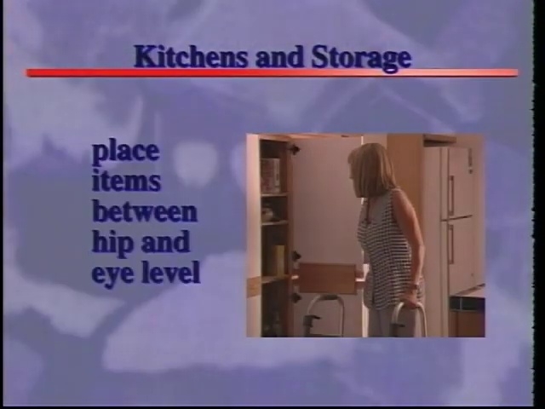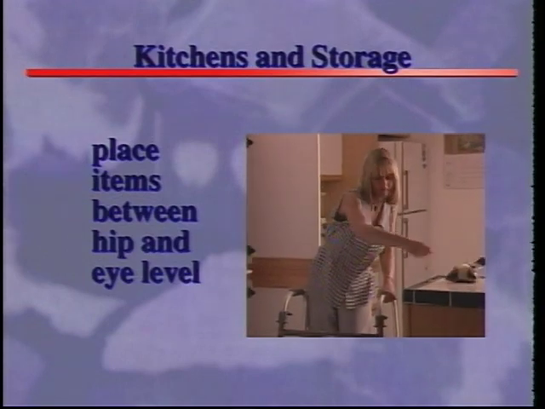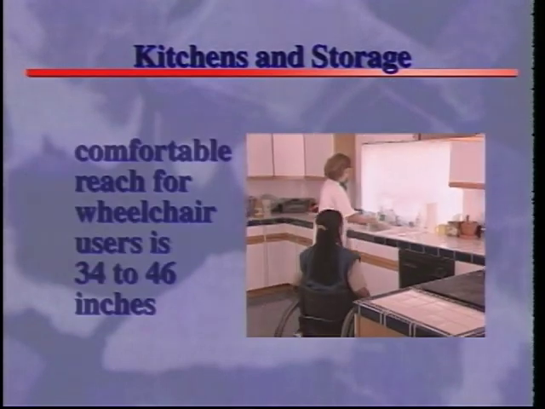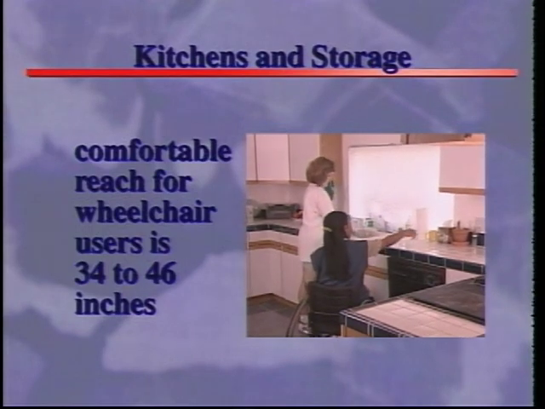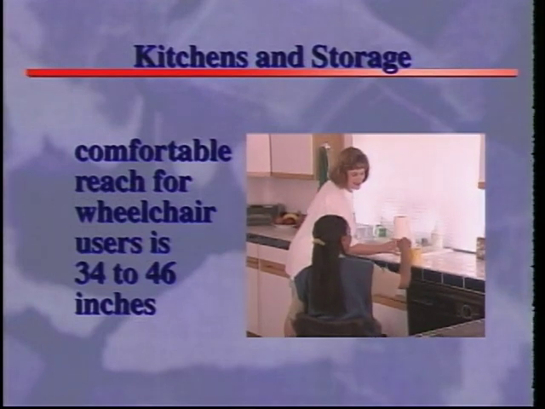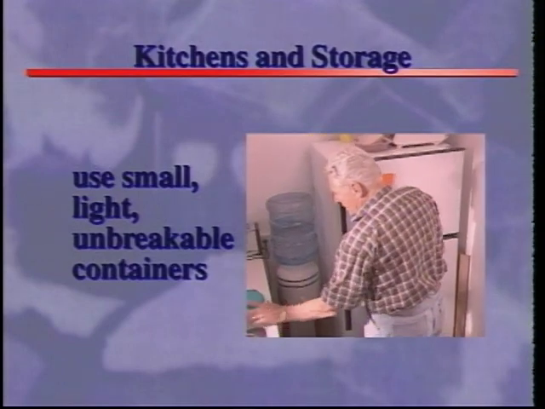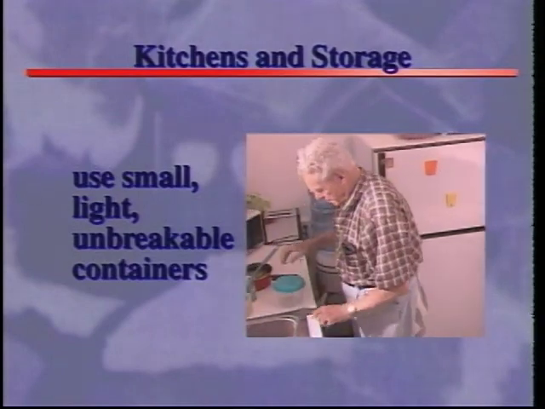Using a mobility device means creating new approaches to daily living, especially in the kitchen. It's important to keep needed items within reach. Accidents often occur when reaching for items that are too high or too low. Items should be placed on shelves between hip and eye level, so that excessive bending, reaching, or climbing is not required. For wheelchair users, there is a comfortable reach limit, usually 34 to 46 inches. Make sure frequently used items are within that reach limit. Use small, light, non-breakable containers to limit the amount of weight that needs supporting during movement.